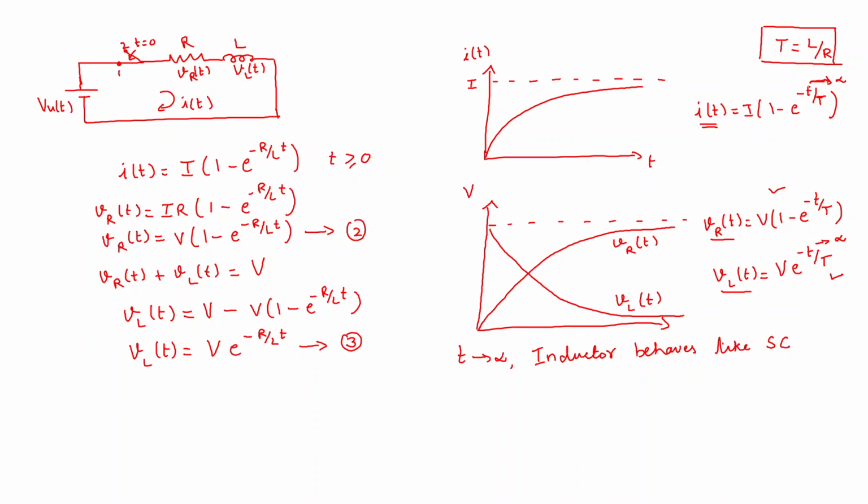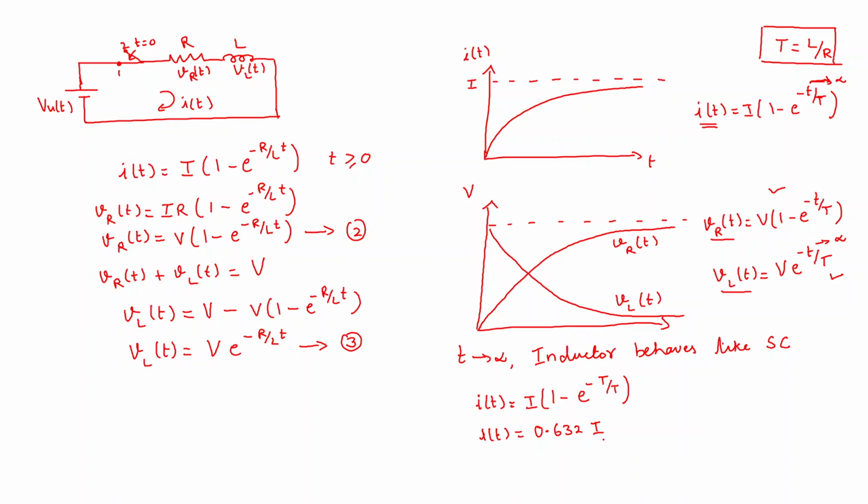Now let me substitute small t equal to the time constant capital T. Let me see what happens. When time t is equal to the time constant capital T, then I of t is equal to capital I into 1 minus e power minus T by T. So e power minus 1 is computed, and 1 minus e power minus 1, I get it as 0.632 into capital I.